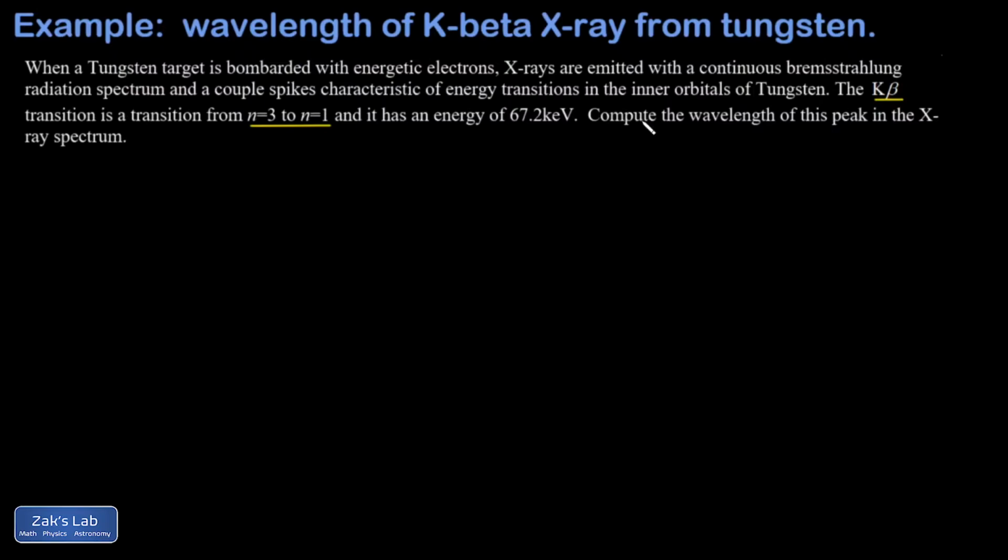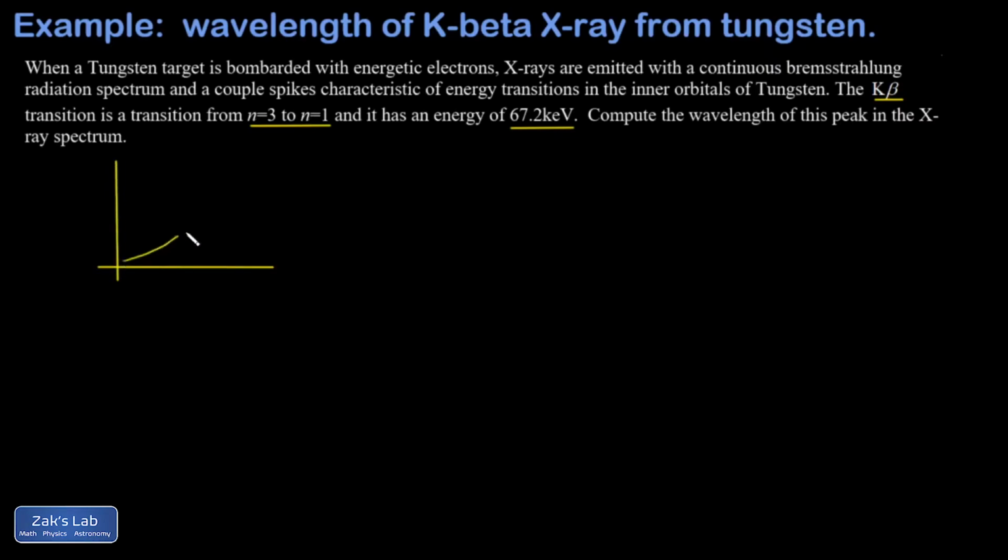And when we smash energetic electrons into a tungsten target, occasionally one of these electrons will be knocked out of place, and we'll end up with a transition from the n=3 to n=1 energy level, producing an X-ray with a characteristic energy of 67.2 kiloelectron volts. Just a quick reminder before we actually answer the question.